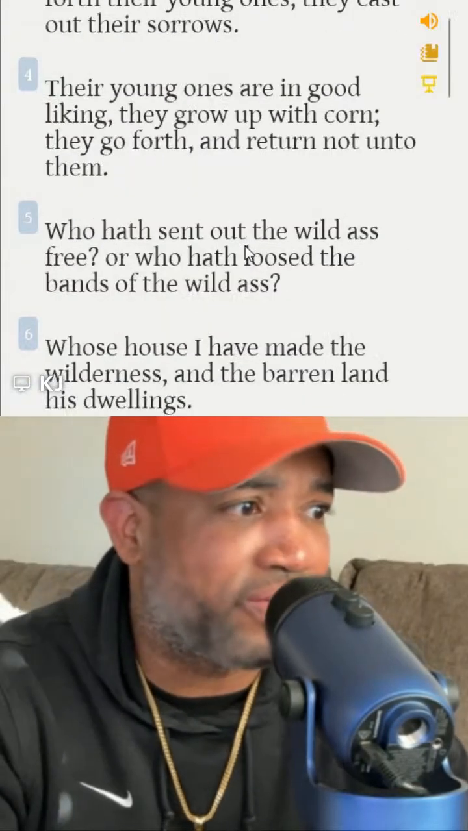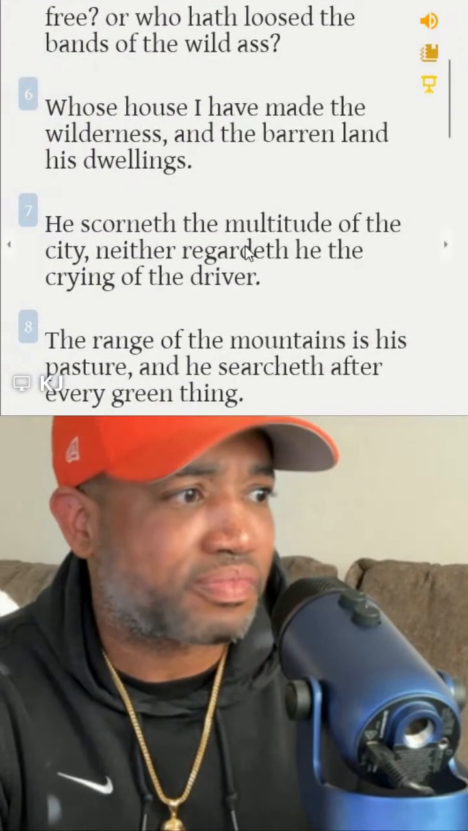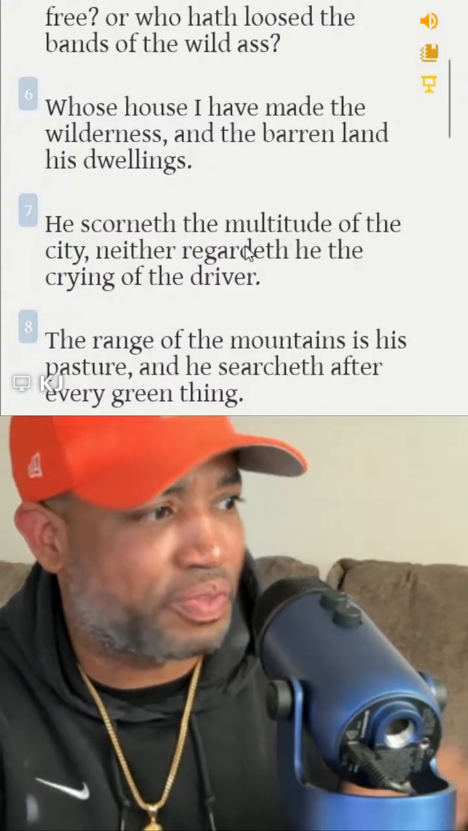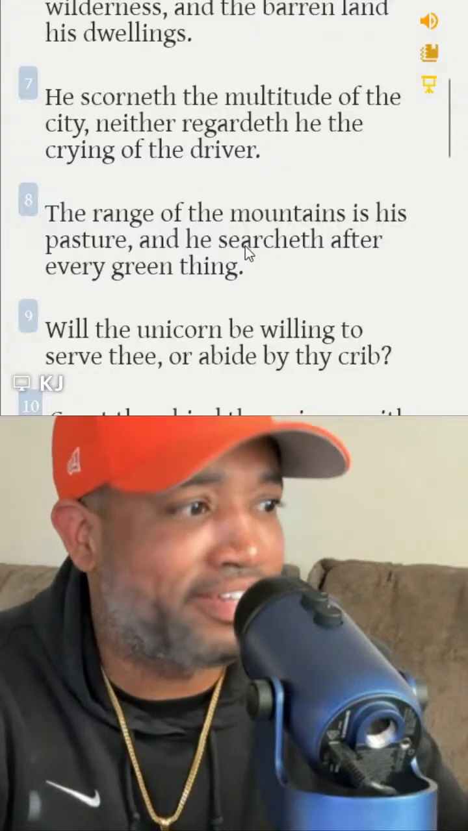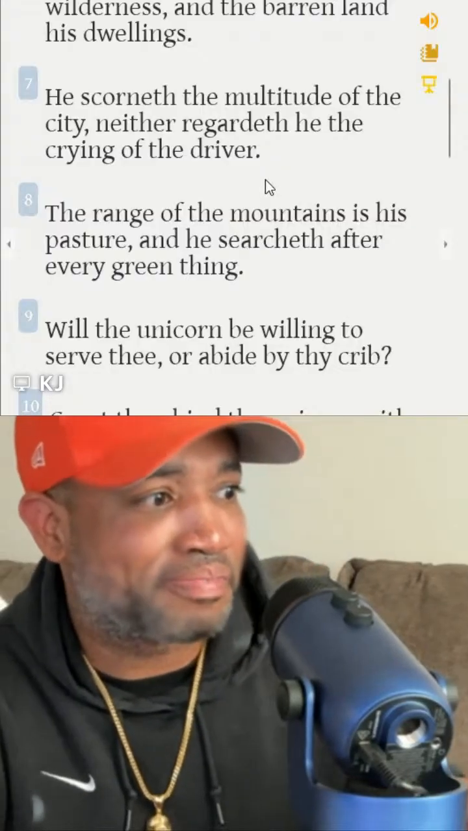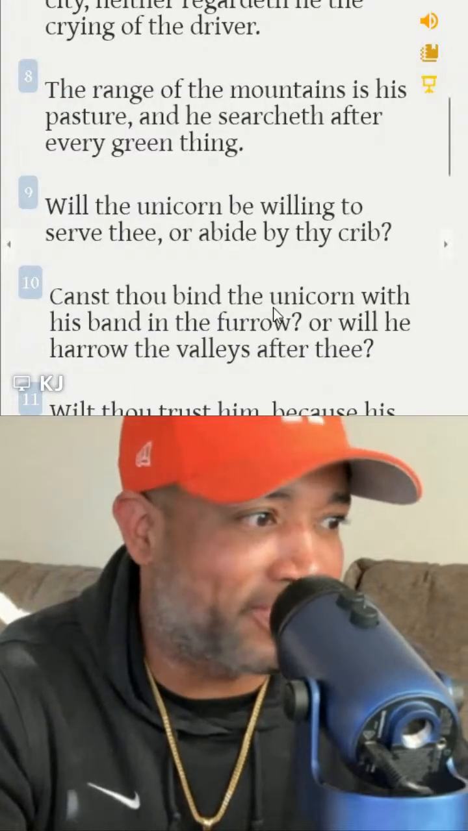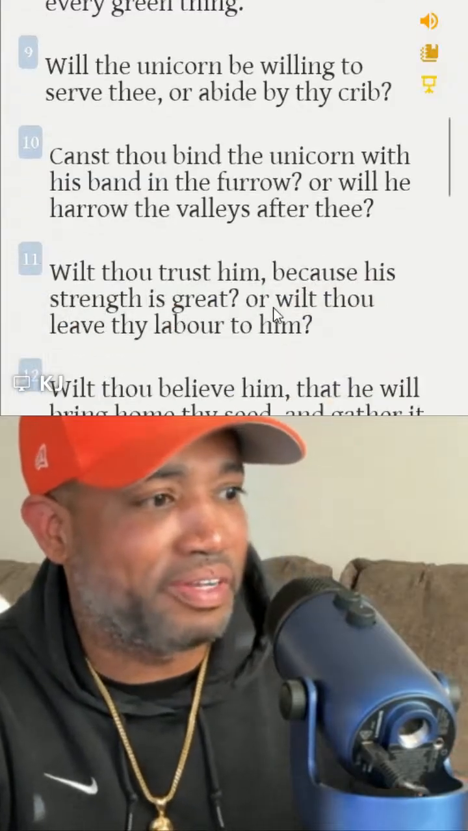Who hath sent out the wild ass free? Or who hath loosed the bands of the wild ass? Whose house I have made the wilderness, and the barren land his dwellings. He scorneth the multitude of the city, neither regardeth he the crying of the driver. The range of the mountains is his pasture, and he searcheth after every green thing. Will the unicorn be willing to serve thee, or abide by thy crib?